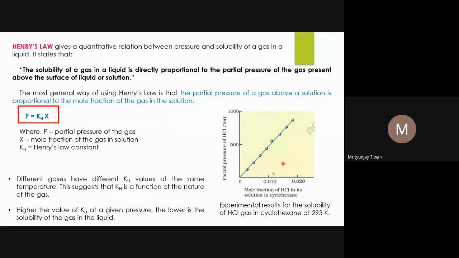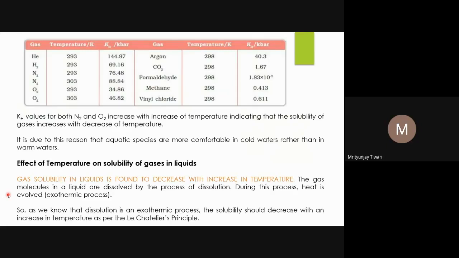And this is how we get from the kh value: if the slope goes from here below this, it means the kh value is larger, so the solubility of that gas will be more. And if the slope goes above this for the HCl curve, then it means the solubility of that gas will be less. And this is what we infer from the Henry's law constant, and certain values of Henry's law constant are given for certain gases.